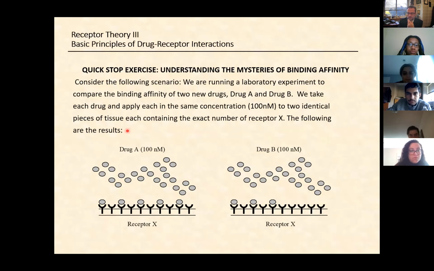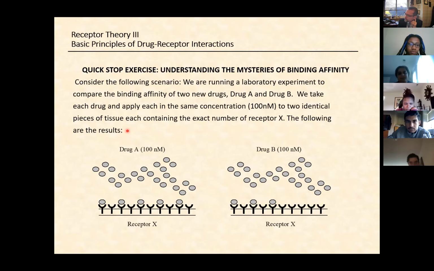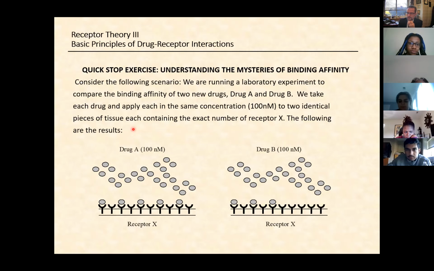Is it 2.5? It's not 2.5. Will it be less than 1? Nope, it's not less than 1. Think about the definition. The KD value is the concentration of drug required to bind 1/2 of the receptors in a fixed receptor population. Is it 100?